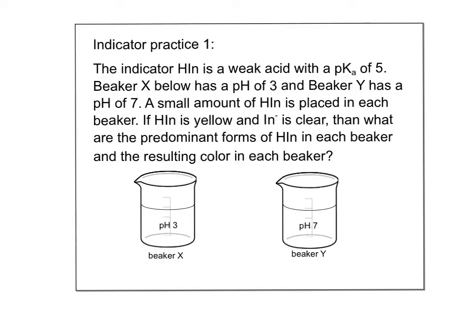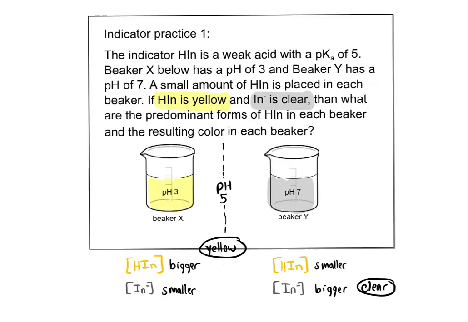Okay, here's a good practice problem. Indicator HIn is a weak acid with a pKa, so 10 to the negative pKa would give me the Ka. Beaker X has a pH of 3, and beaker Y has a pH of 7. If I put a drop of HIn in each beaker, I want to know what the predominant forms of the indicator would be in each beaker. They give me some colors. HIn is yellow, and In minus is clear. So let's take a look at this one.